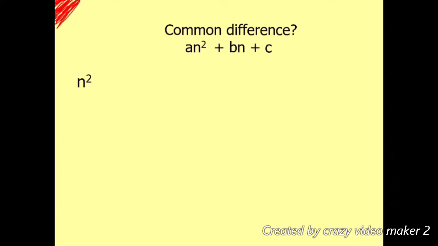Right, let's talk about quadratic sequences. Every quadratic sequence in the world is in this form: an squared plus bn plus c. We call the a your n squared coefficient, and we call the b the n coefficient.